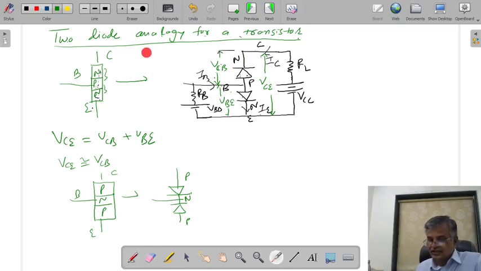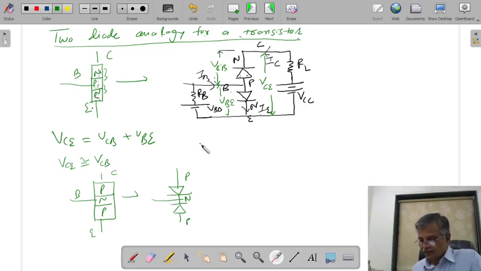So in this discussion, I will only talk about the two diode analogy, meaning a transistor can be represented by two diodes to analyze certain circuits. This does not mean that if you join two diodes in this way you will get a PNP transistor, or if you join them in this way you will get an NPN transistor. It is not like this. This is for the analysis of certain circuits. We are accepting this.